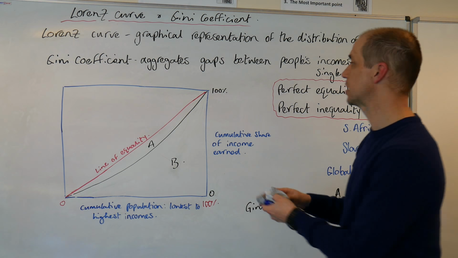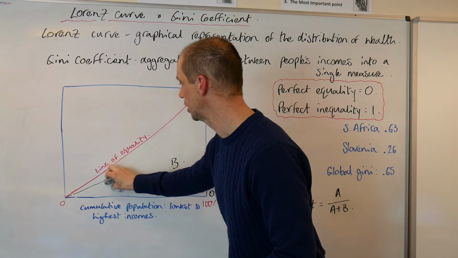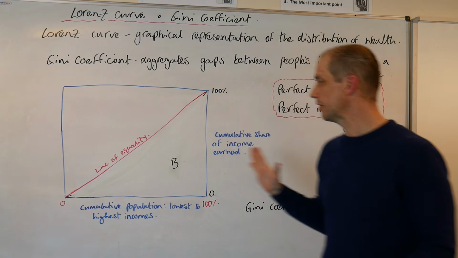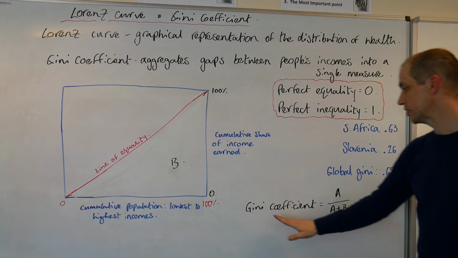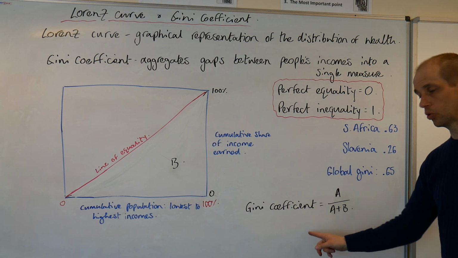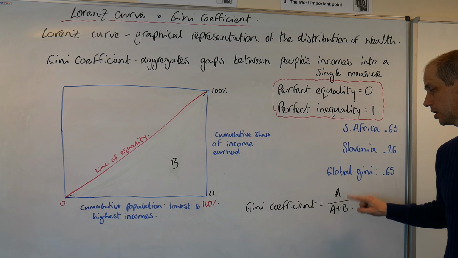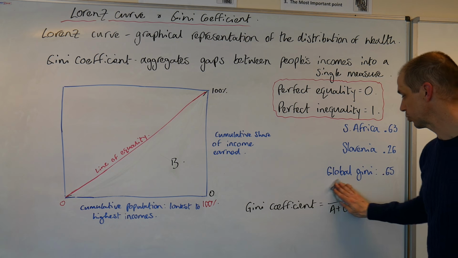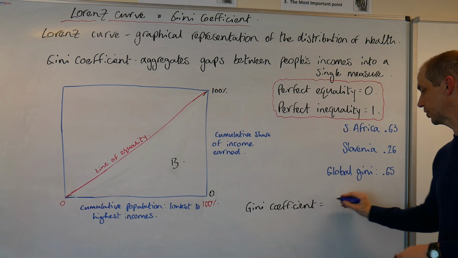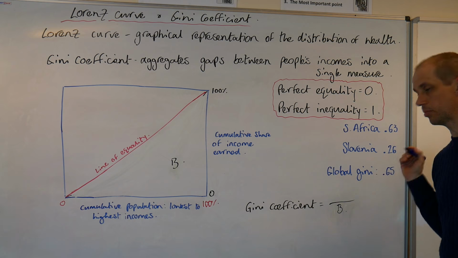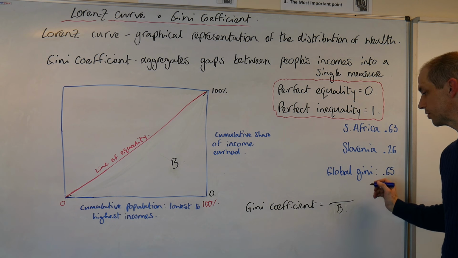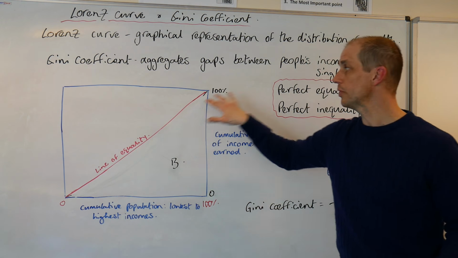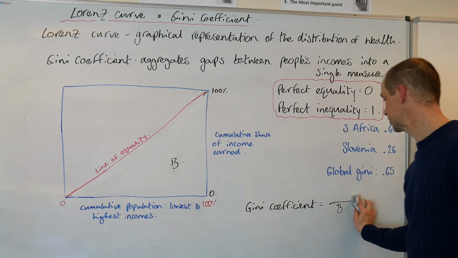If we just take off this Lorenz curve for a moment and consider that all of that area is area B, then the Gini coefficient is measured according to this calculation: A divided by A plus B. So what we're doing is nothing divided by B, and the answer of course would be nothing. Therefore we are on that line of perfect equality and there is no area A.